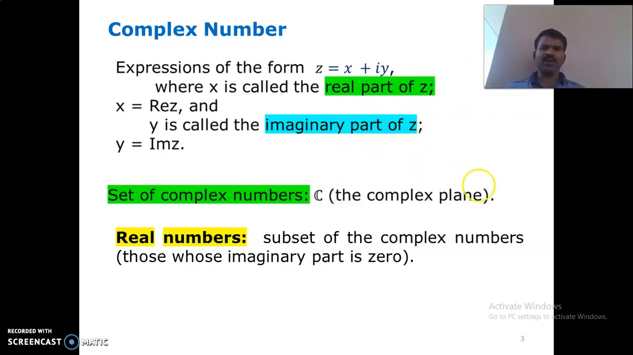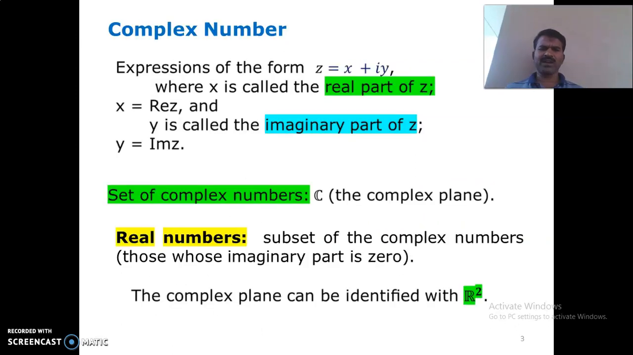And what are the real numbers? Real numbers are a subset of the complex numbers, where we only have the real part and the imaginary part is missing. That's why in real analysis we only have real numbers. So these real numbers are subsets of complex numbers, and a complex number can be identified with the R2 plane.